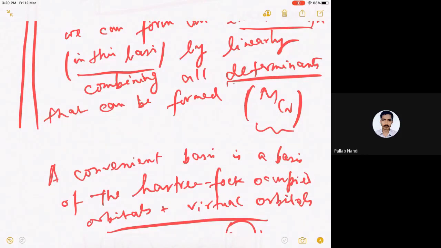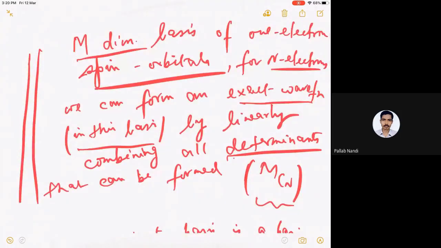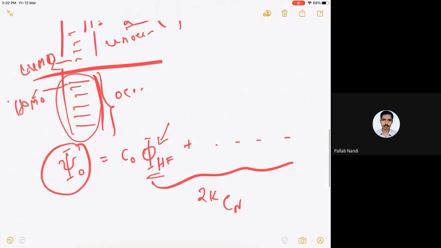I have MCN such single determinants, right? Because for a single determinant, I require only n bases. So how many ways can I choose n out of m? MCN. So that's the number of determinants. Out of that, one of them is Hartree-Fock, because I have taken the Hartree-Fock basis. So in an HF basis, one of them is already Hartree-Fock and the rest I will now consider.